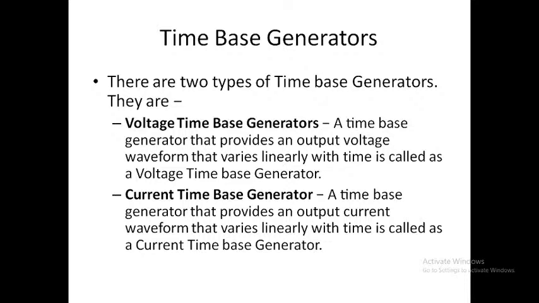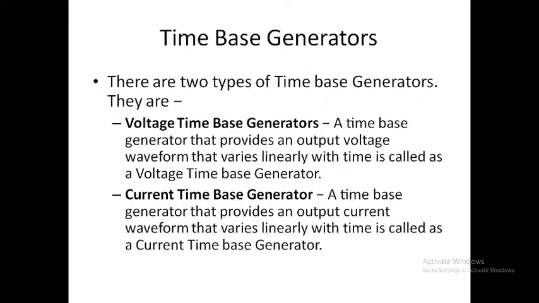So what are the different types of time-based generators? There are voltage time-based generators. What is a voltage time-based generator? It is a time-based generator that provides an output voltage waveform that varies linearly with time. As the name suggests, whatever output voltage waveform is there, it will vary linearly with time. So these are called voltage time-based generators.